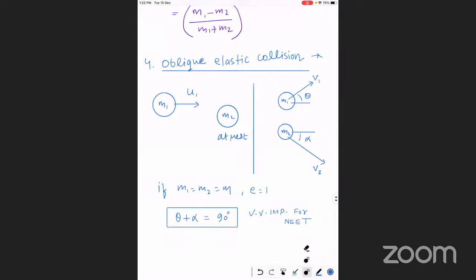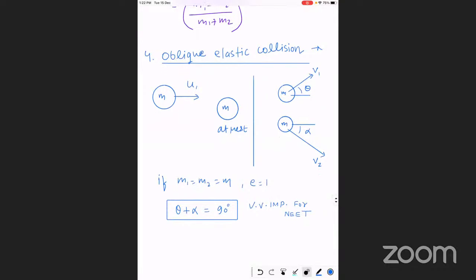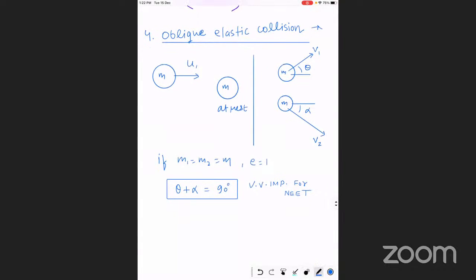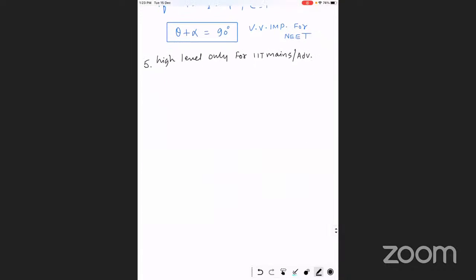If masses are the same, then theta plus alpha must be 90 and M2, the second mass, must be at rest. Okay. Now write point number 5. This is high level, only for JEE Mains and Advanced. Now it is for oblique collision. Consider oblique collision.